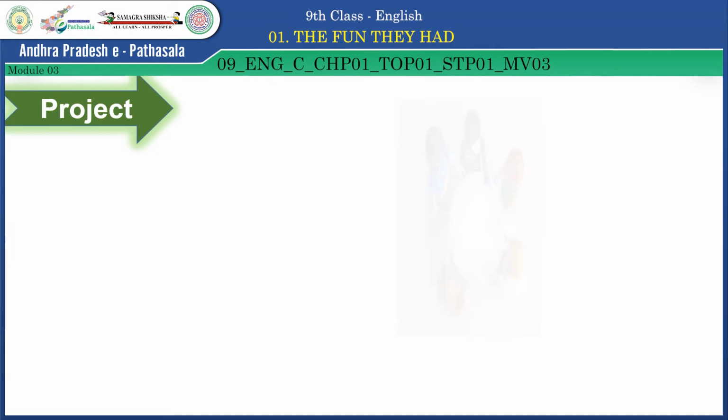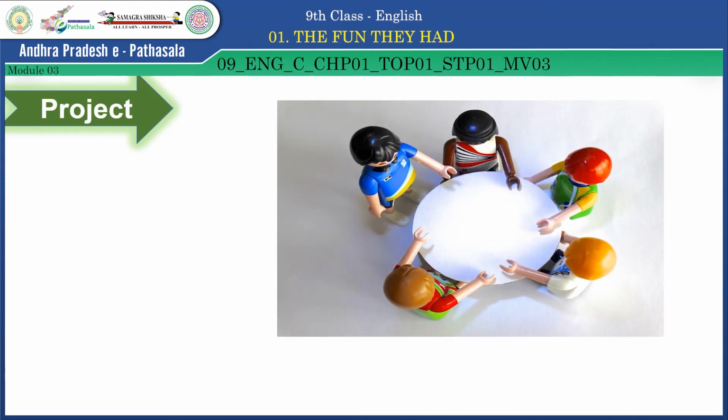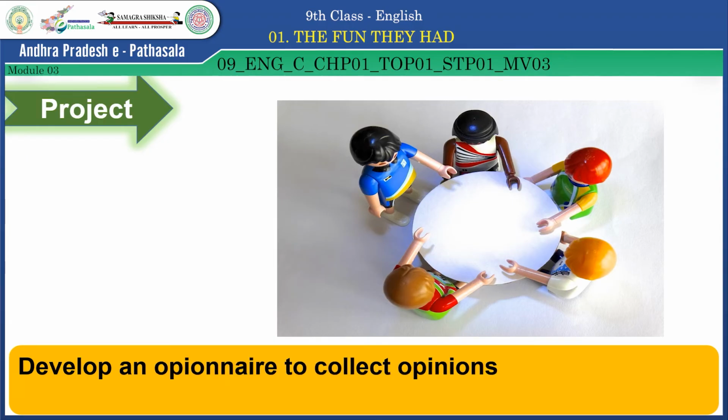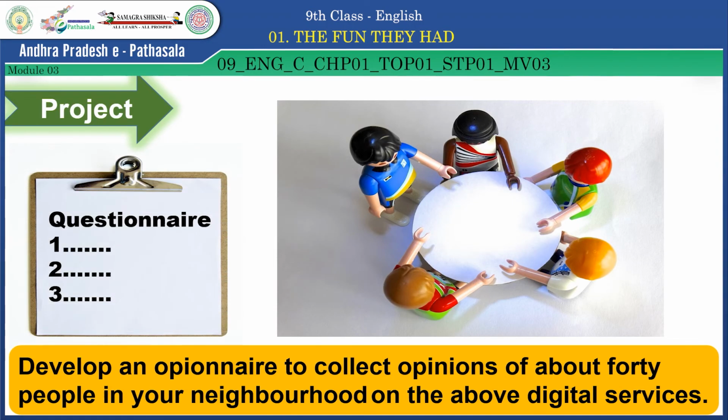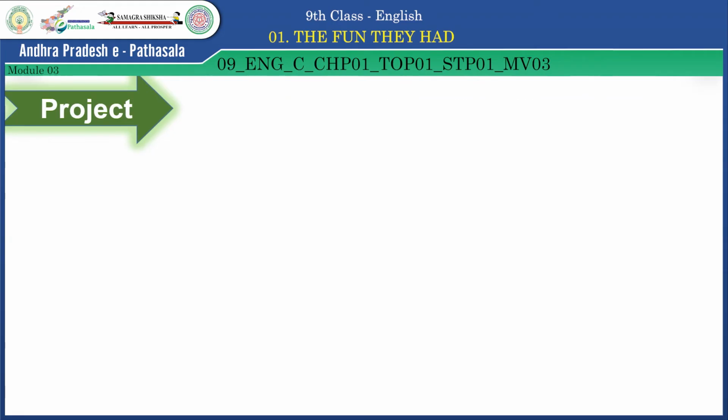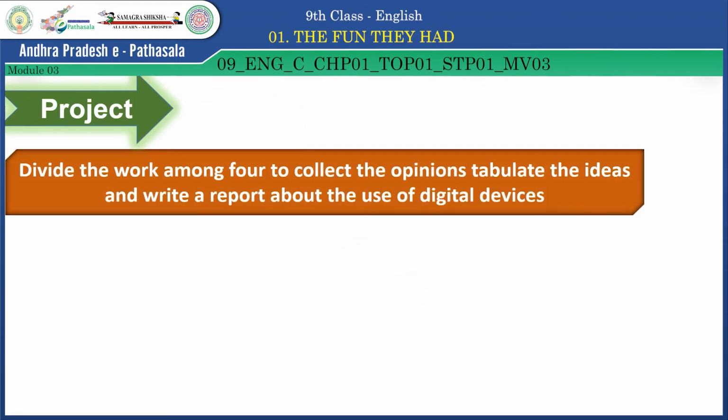As a part of how, we have the following steps. First, we have to develop an opinionnaire to collect opinions of about 40 people in your neighborhood on the above digital services through the questionnaire prepared. So, after preparing the questionnaire, divide the work among the four to collect the opinions, then tabulate the ideas and write a report about the use of digital devices.